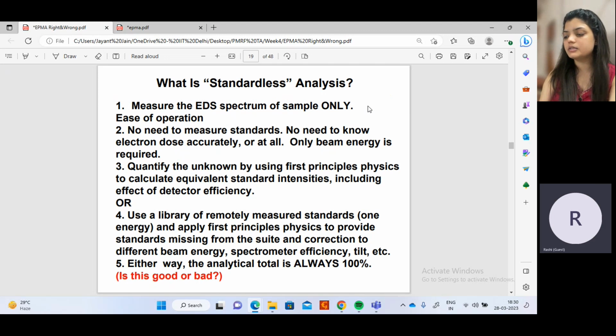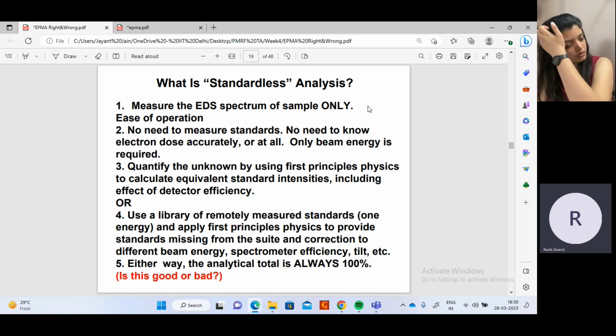So measure the EDAX spectrum of the sample only, ease of operation. No need to measure the standards. No need to know the electron dose accuracy at all. Only beam energy is required. So that is what I'm trying to tell, that in EDAX we will not be having any standards. In WDS we will be having standards, and with respect to standards we will be measuring the results.